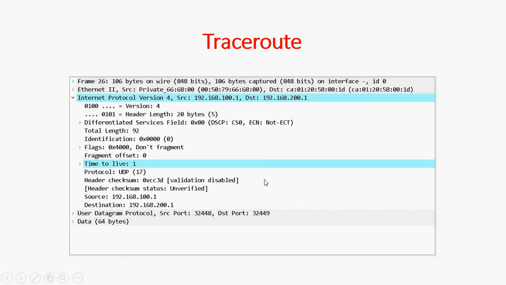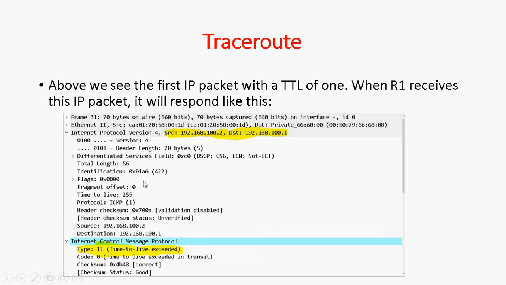This is the first packet. The source IP is PC1, 192.168.100.1, and the destination IP is the PC2 IP. The TTL value is 1. So immediately after receiving the packet, before forwarding to R2, the router will subtract 1. Now the time to live is exceeded, so it will send that message from the R1 router to PC1. 192.168.100.2 is the R1 router IP and this is the PC1 IP.